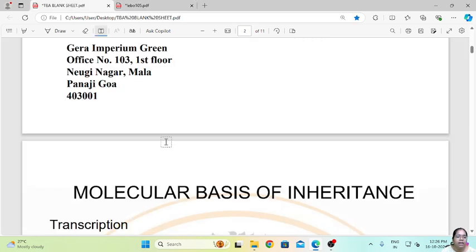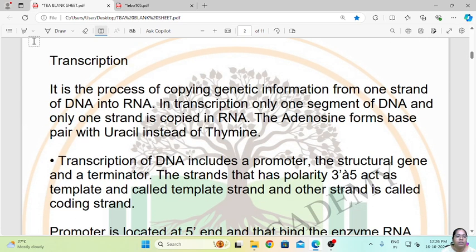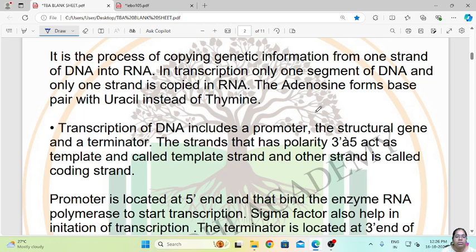Let us see that in detail. It is the process of copying genetic information from one strand of DNA into RNA. In transcription, only one segment of DNA and only one strand is copied into RNA. Adenosine forms a base pair with uracil instead of thymine. So the transcription unit of DNA includes a promoter, the structural gene, and a terminator.